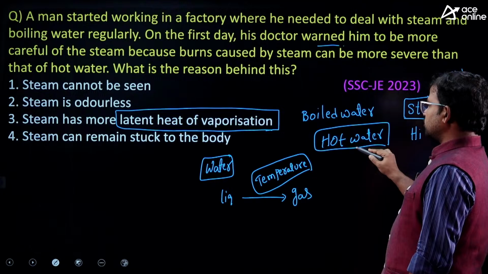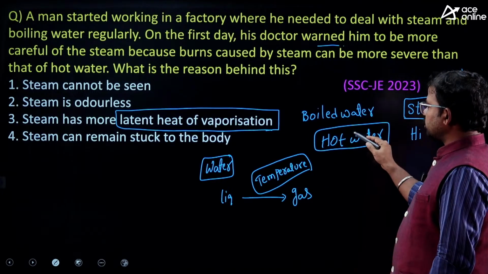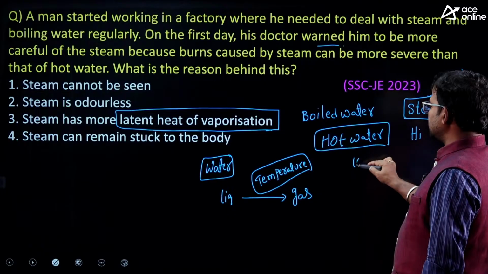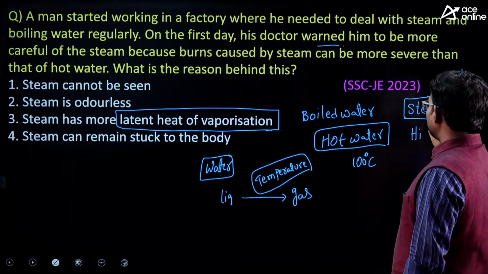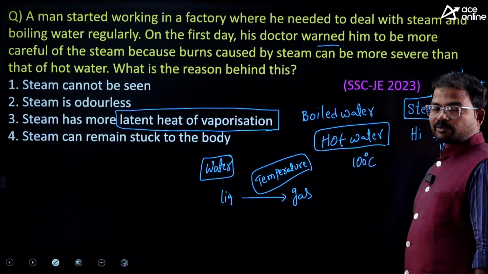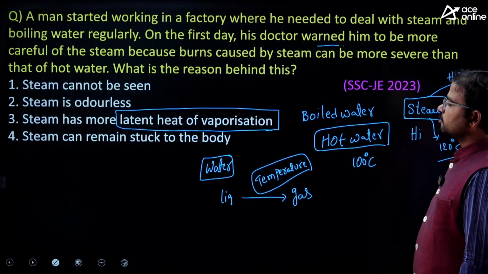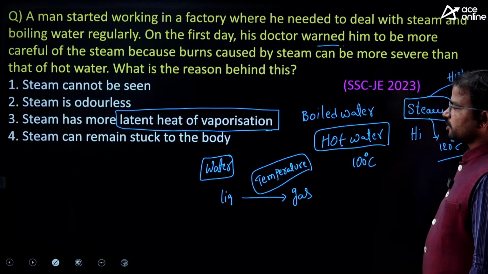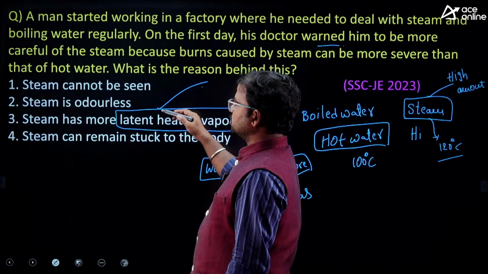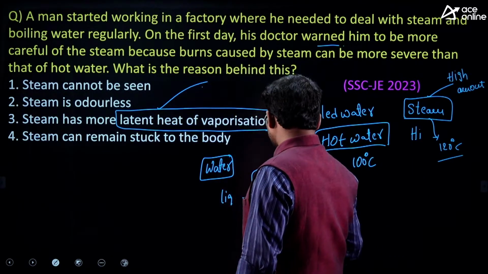Finally, hot water: at what temperature does water boil? 100 degrees centigrade. Next, what about steam? It is at about 120 degrees centigrade. It has some hidden heat. That hidden heat is nothing but latent heat of vaporization. This is the reason, especially for this concept, right?